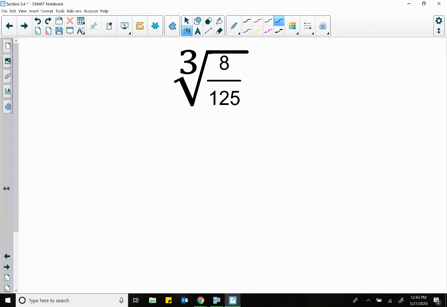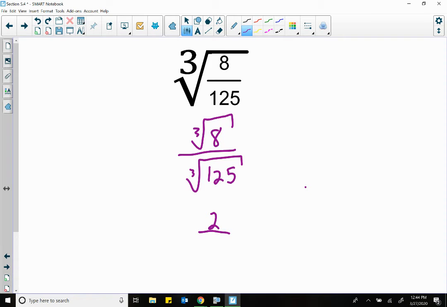Okay, hopefully you recognize this as perfect cubes. And again, we can separate these. So you can have the cube root of 8 all over the cube root of 125. And perfect cubes, we can take the cube root of those. Cube root of 8 is 2. Cube root of 125 is 5. Just like that fraction problem that we did with the 16 and the 25, except there was a cube root this time. There you go.